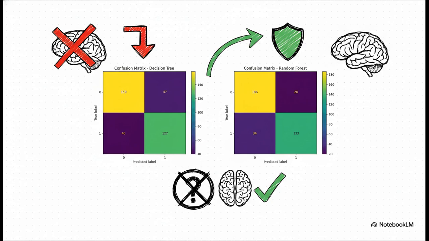Okay, let's look at the mistakes they made, side by side. These are called confusion matrices, but think of them as scorecards. On the left, the single decision tree made 87 total errors. It incorrectly flagged 47 healthy patients and completely missed 40 patients who did have dementia. Now look at the Random Forest on the right. By combining hundreds of trees, it slashed the total number of errors all the way down to 54. I mean, that is a huge improvement in diagnostic accuracy.